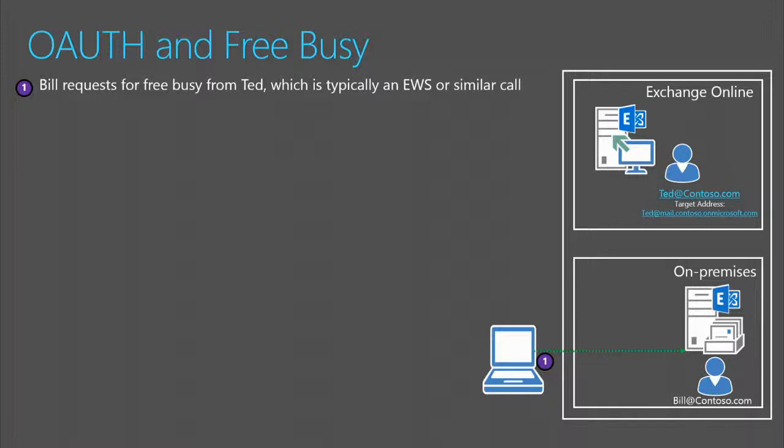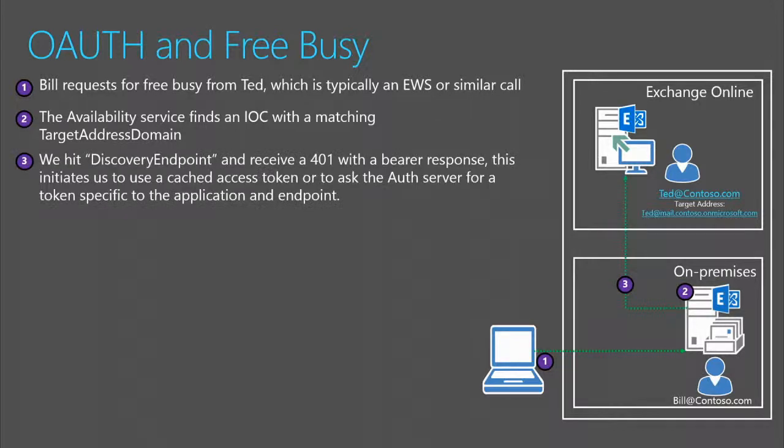So Bill requests FreeBusy from Ted, which is typically an EWS or similar type call, right? So Bill says, I'm going to request FreeBusy from Ted. Why do I say EWS or similar type call? He could be using OWA, he could be using a different client, whatever. But he's requesting FreeBusy from Ted. It hits the on-premises Exchange server. Once it hits the on-premises Exchange server, the availability service determines that we have an intra-organization connector matching the target domain. So then it's going to use something called a discovery endpoint.